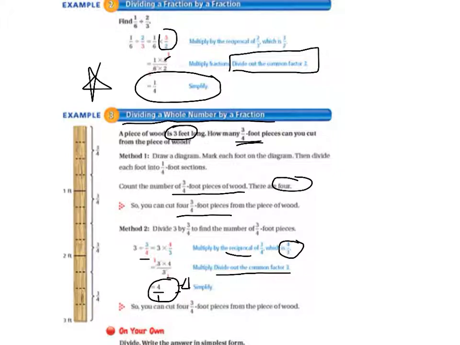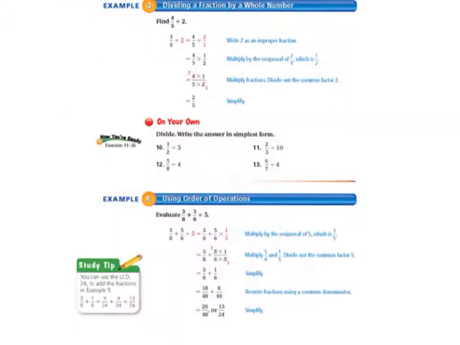I just wanted you to see why. So our simplifying is super easy again. So you can cut 4 3/4 foot pieces from the piece of wood. So moving on to page 66, we are on example 4, and now we're dividing a fraction by a whole number. Again, we have to remember that every whole number is itself over 1.